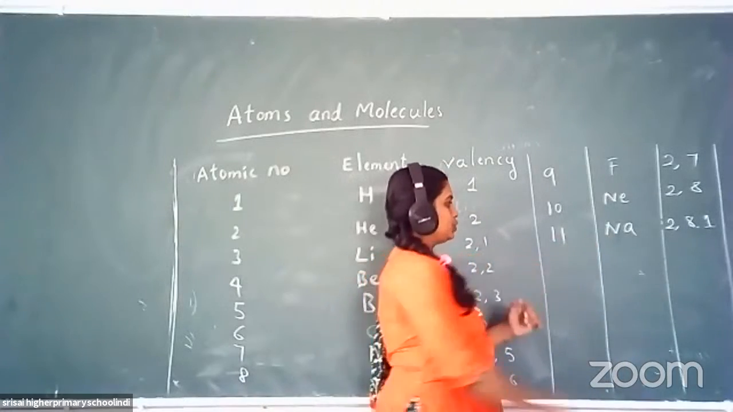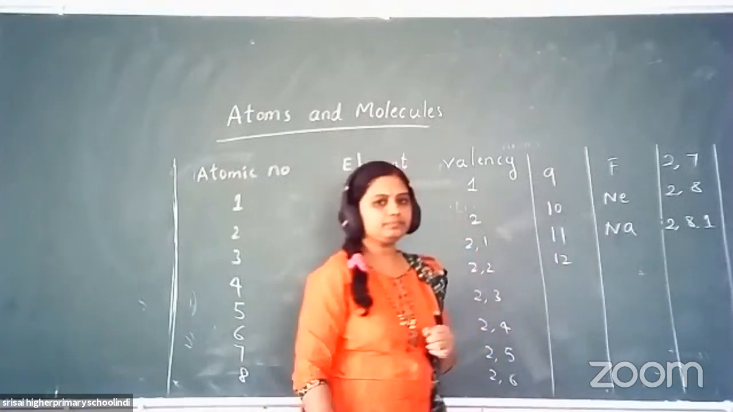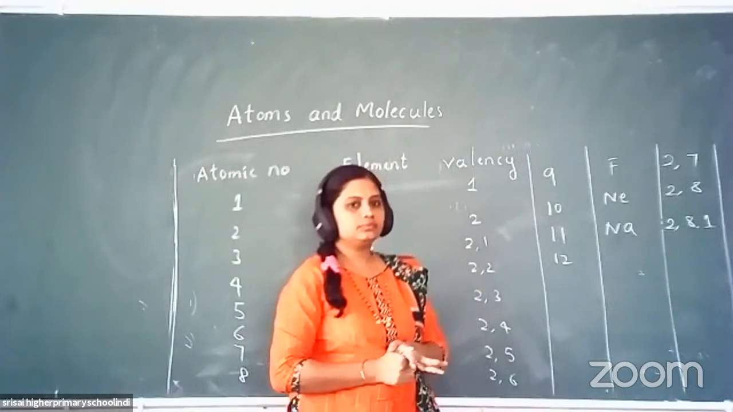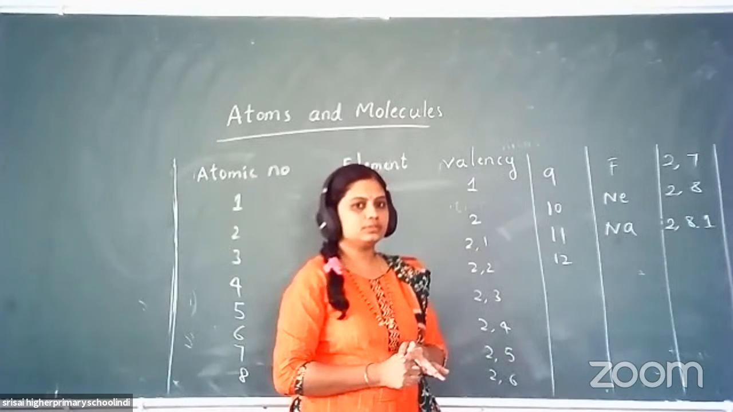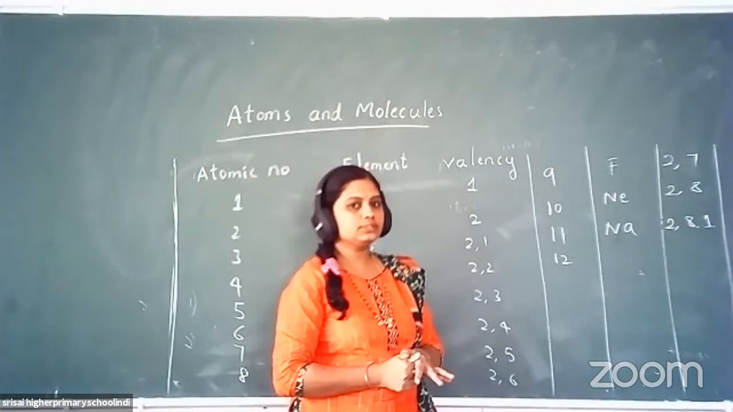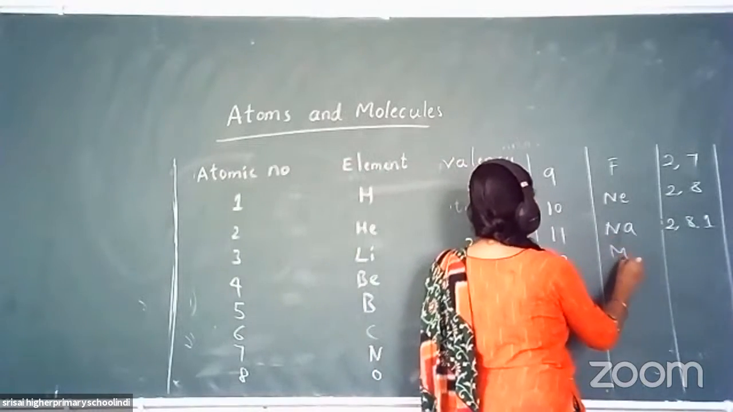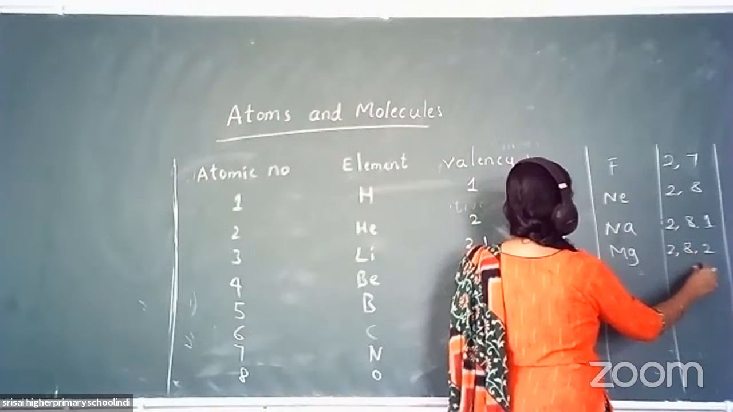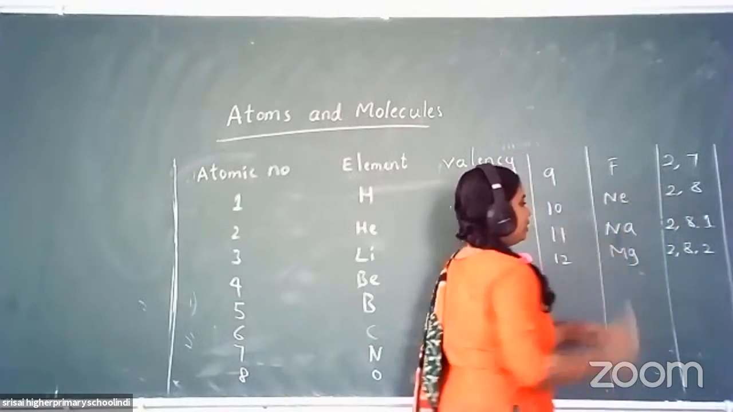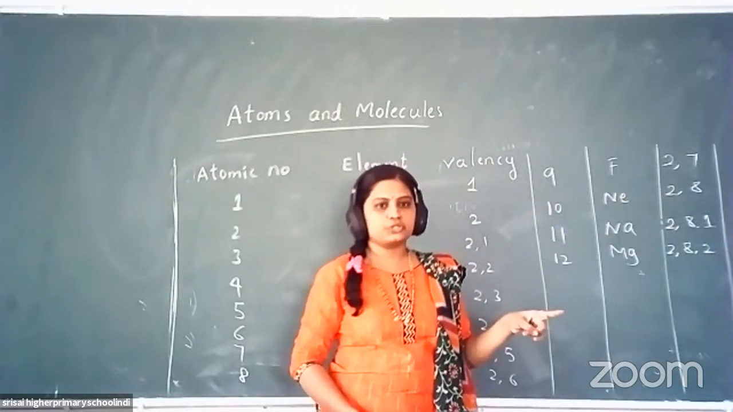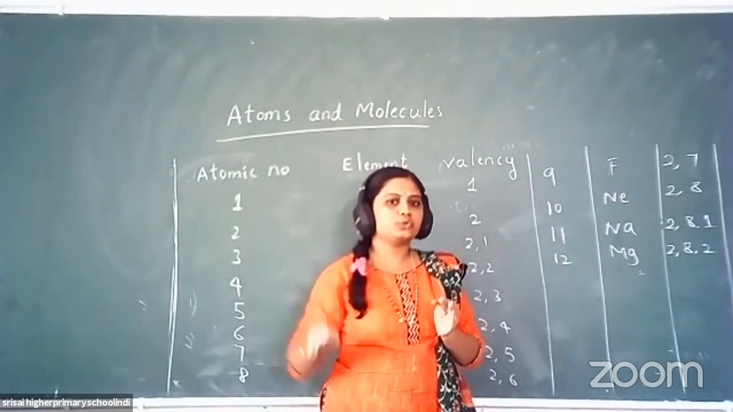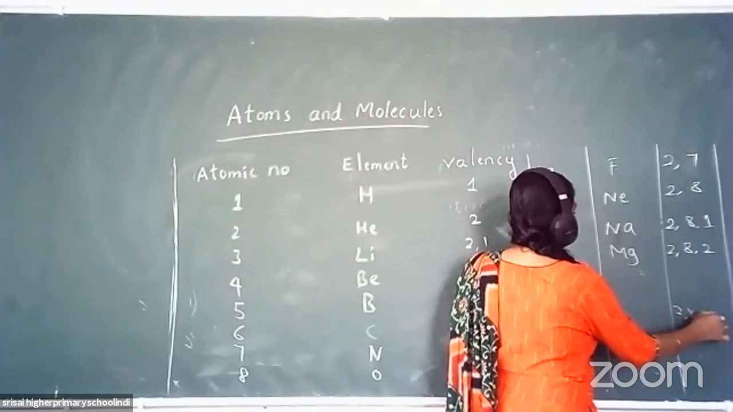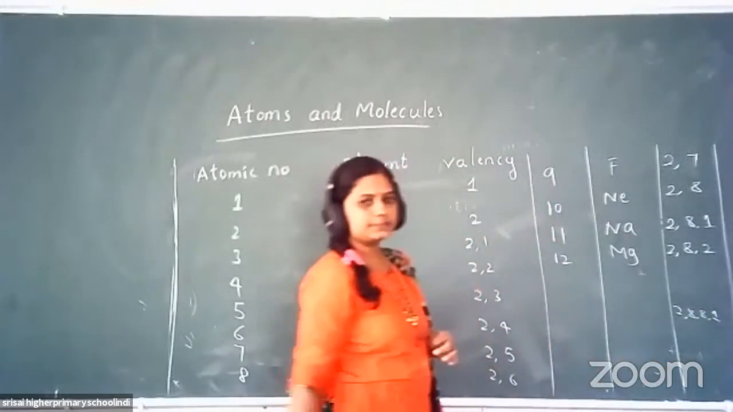Continue like this. What is 12? Magnesium. So 12 is 2, 8, 2. Then 2, 8, 3. 2, 8, 4. Then 2, 8, 8 comes now. We have to stop. Again we have to count by 1. How is it? 2, 8, 8, 1. Understood, students?